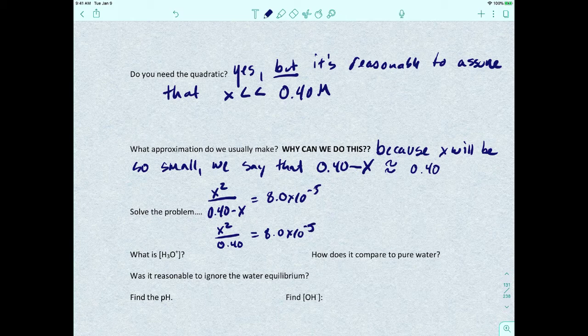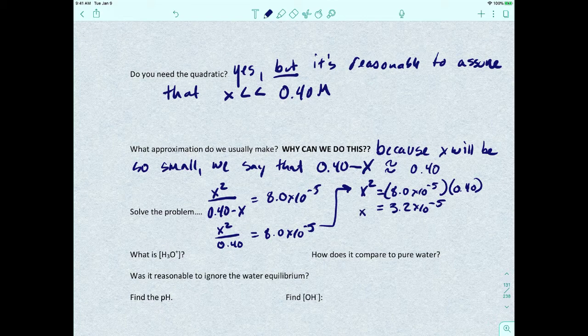If we multiply both sides by 0.40, we get that X squared is equal to 8.0 times 10 to the minus fifth times the concentration of the ascorbate ion for acid, 0.40, and that value is equal to 3.2 times 10 to the minus fifth. If I take the square root of both sides, X is going to be equal to 5.7 times 10 to the minus third molar.